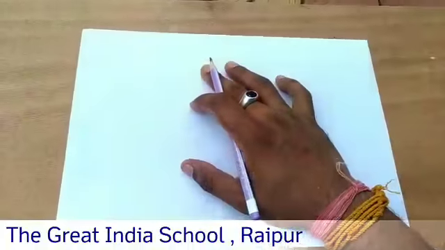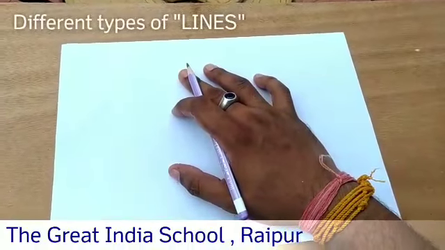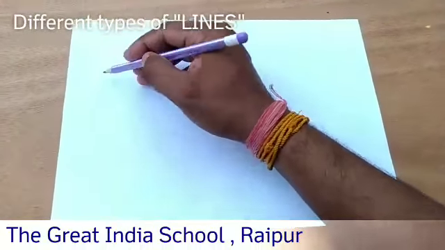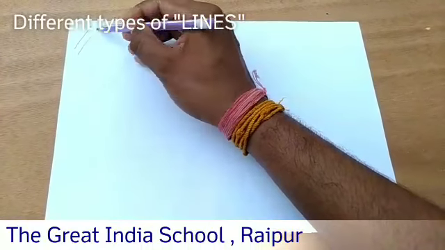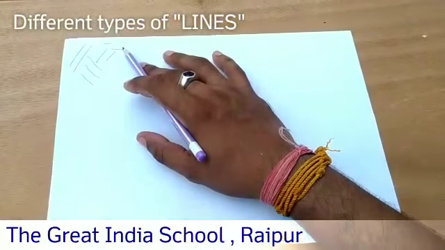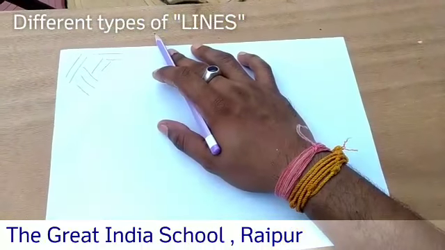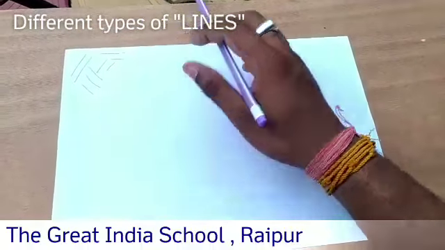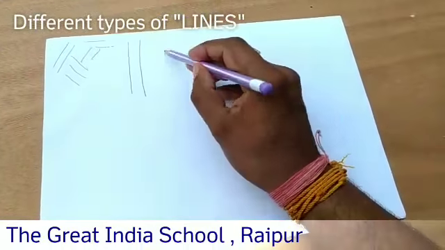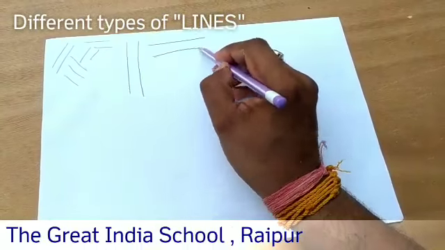So these are about lines. Let me demonstrate some lines for you. Let's start with straight lines. We can do any kind of straight lines, and straight lines are commonly used in two ways that you know. These are the vertical lines, these are the horizontal lines.